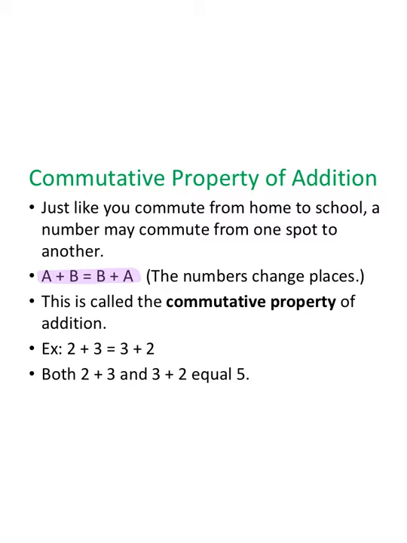Another example with numbers is 2 plus 3 equals 3 plus 2. Again, all that happened from the left side of the equation to the right side of the equation was that the 2 and the 3 switched places. So both 2 plus 3 and 3 plus 2 equal 5.